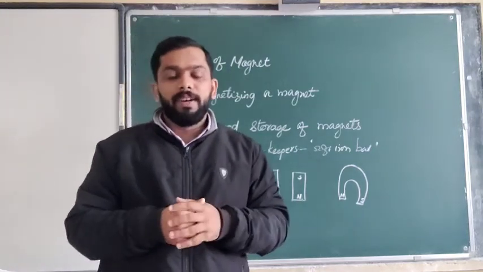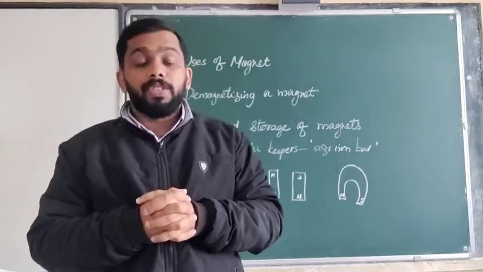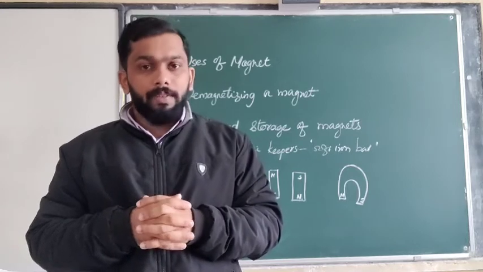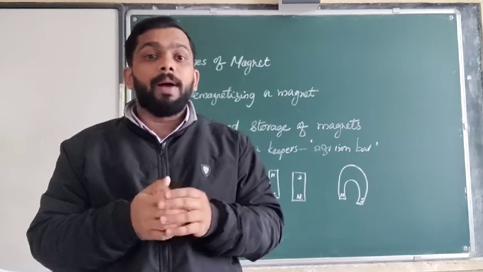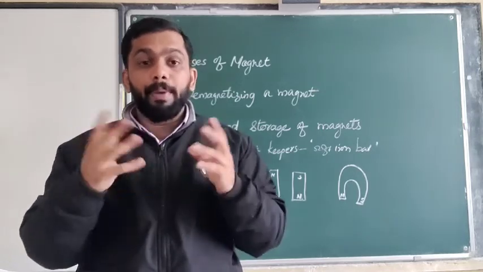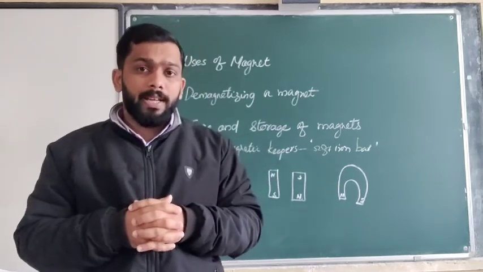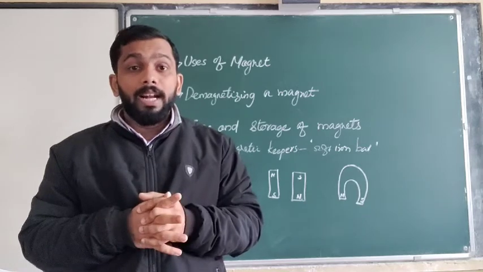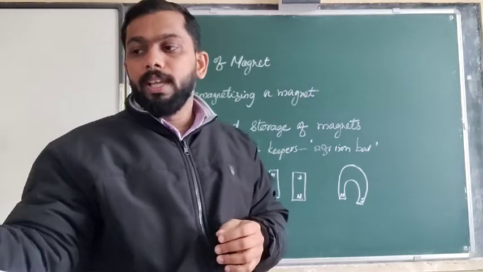So my dear students, we were discussing the chapter on magnetism, and we have seen the properties of magnetism. After that we learned how to magnetize a magnetic material, that means how to prepare a magnet. Then we saw how to make magnets by using a magnet, and in the last class we were discussing electromagnets, how we make magnets using electricity.